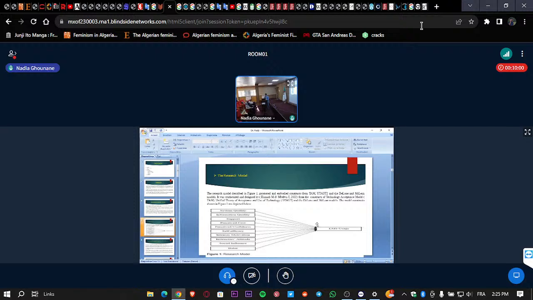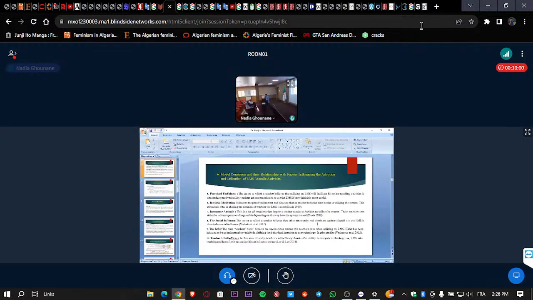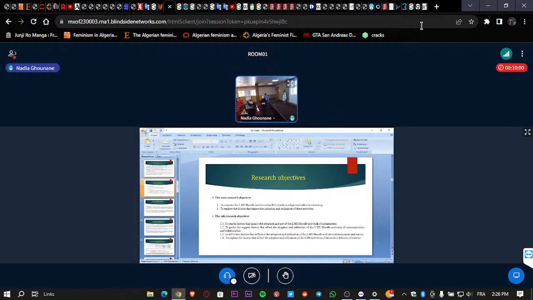Then this model was developed by Hamadi and Darwa in 2022. They mentioned 10 elements or characteristics because they added another element. Based on this, we set the objectives. The first one is to examine the LMS Moodle activities that ELA teachers adopt and utilize in e-learning. The second one is to explore the factors that impact the adoption and utilization of these activities.